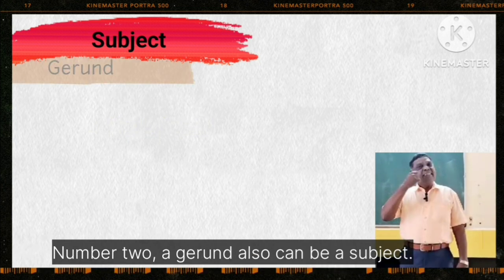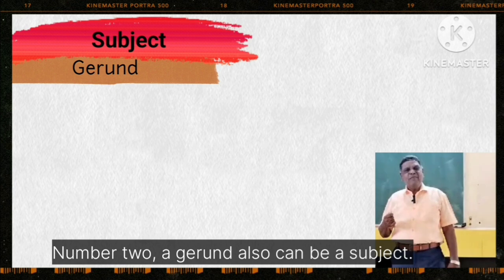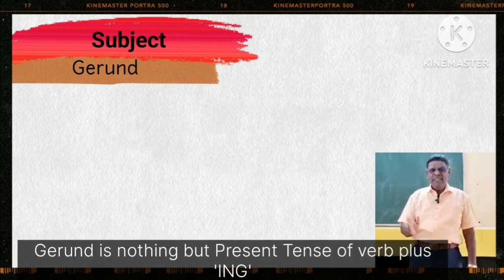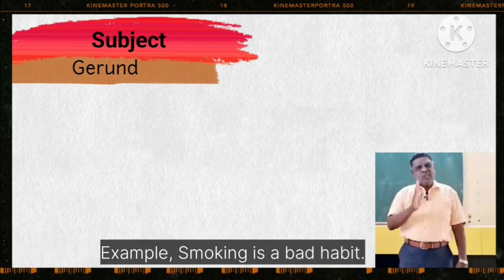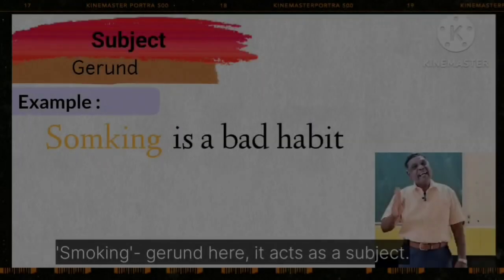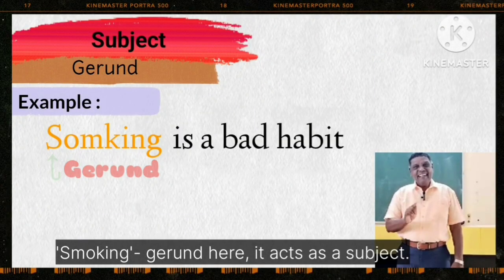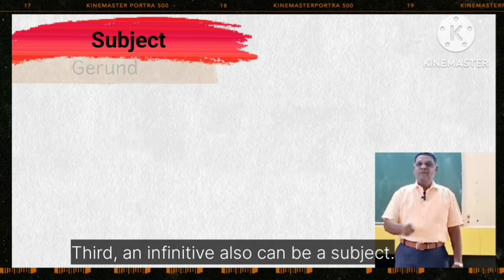Number two, gerund also can be a subject. What is gerund? Gerund is nothing but present tense of the verb plus ing. Example, smoking is a bad habit. Smoking, gerund, here it acts as a subject.